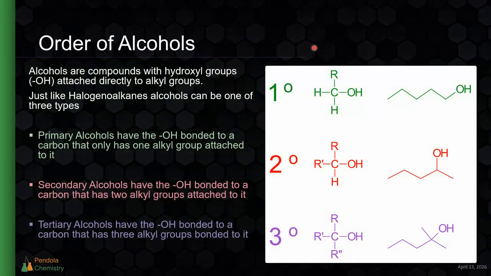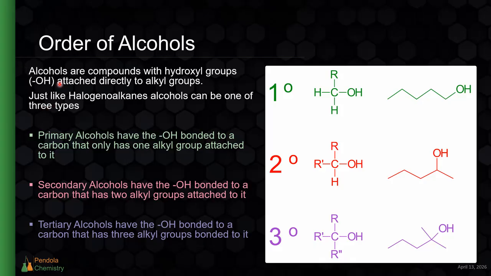Now, when it comes to alcohols, they're very similar to halogenoalkanes in the sense that we can have different classifications of alcohols. And in certain reactions of alcohols, these classifications will make a difference as far as how the alcohol reacts. The classifications we use for alcohols, again, are very similar to the classifications we use with halogenoalkanes and even with our carbocations. And that's to say that alcohols can be either primary, secondary, or tertiary.